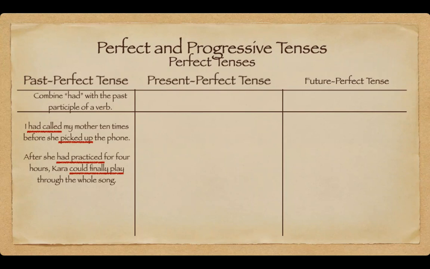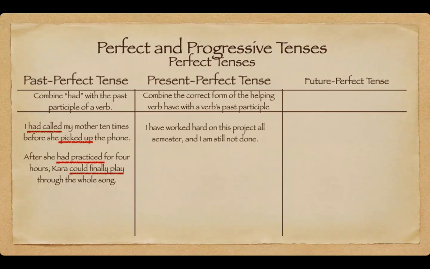Now, the present perfect tense, or present completed tense, is used to describe an action that happened in the past and continues into the present. It's formed by combining the correct form of the helping verb, have, with the verb's past participle. In this example, I have worked hard on this project all semester and I'm still not done. The subject started working on the project in the past, right? And is still working on it in the present. The action have worked happened in the past and continues, I am still not done, into the present.